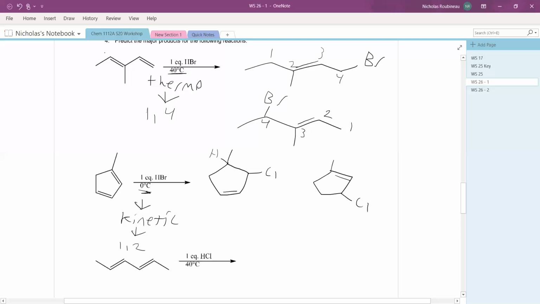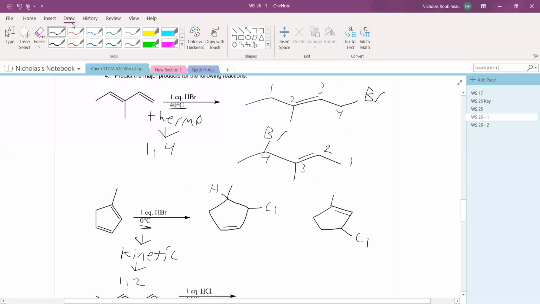Oh, it was bromine, not chlorine. Doesn't really matter, but I'll fix that. Are there any questions about these? Hopefully it's not too bad.